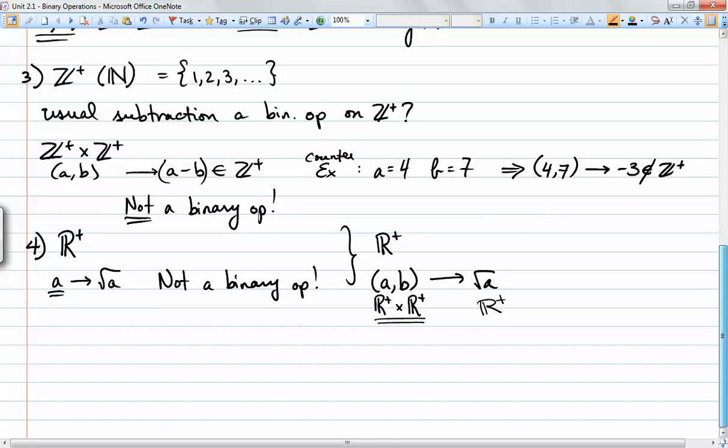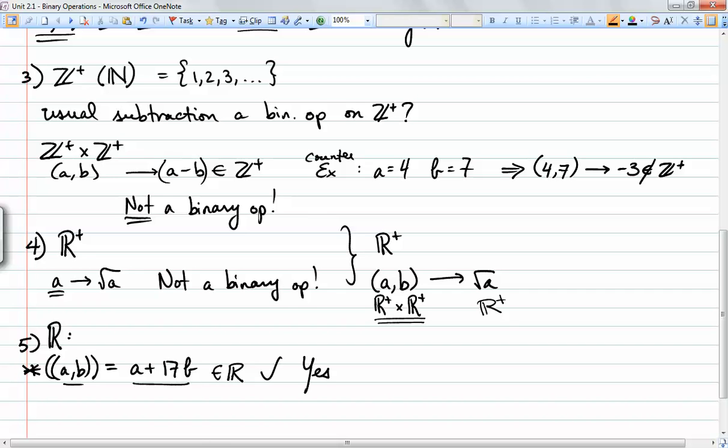Okay. Do I have more examples? Let's take a look. Oh, I got a bunch more. All right. Let's look at R. And we'll take AB from R cross R. And I'll write it using some other notation too. Let's say that my binary operation maps that to be A plus 17B. Okay, so I take stuff from R cross R, I apply that rule to it, and this is always going to be in R. So, yes, it is a binary operation.